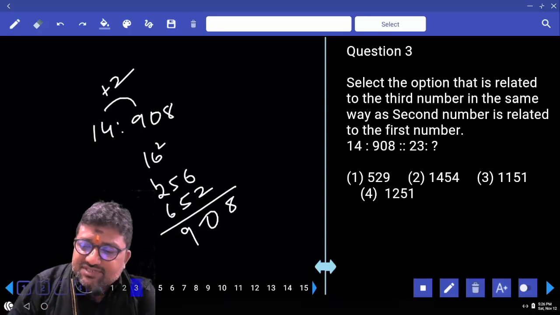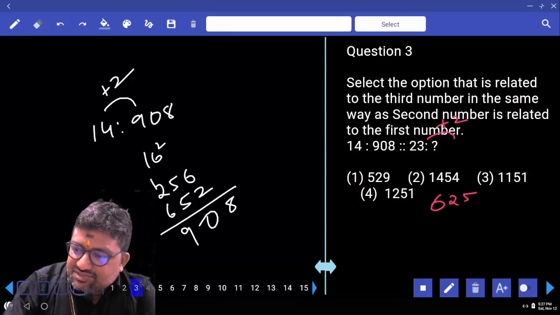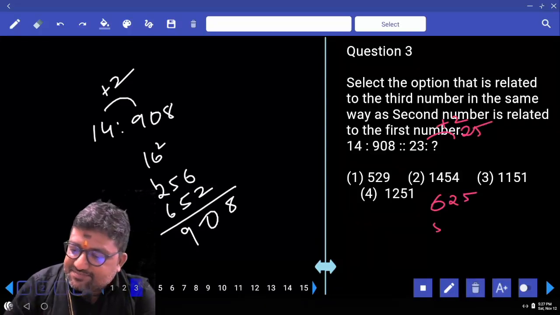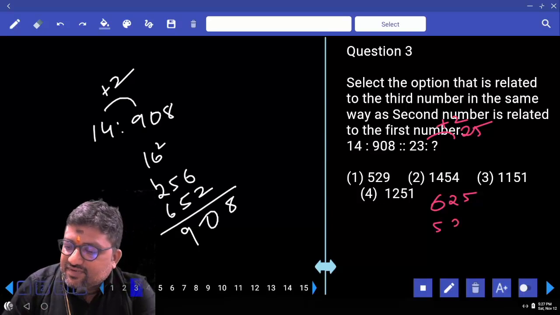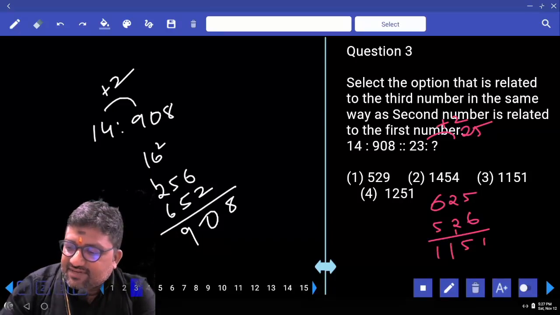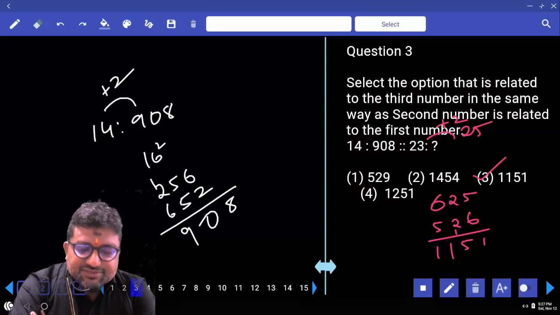What is 23 plus 2? 25. What is 25 square? 625. What I have done is 25 square, 625, reverse, 526. 6 plus 5, 11. 1151. Option 3. One of the rarest of the rarest models.